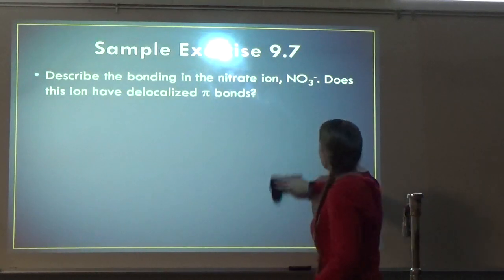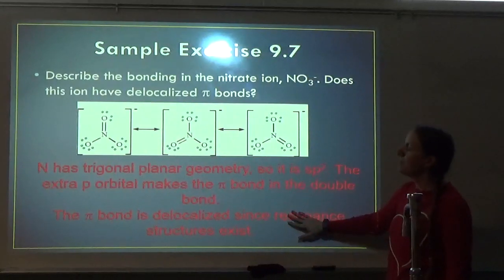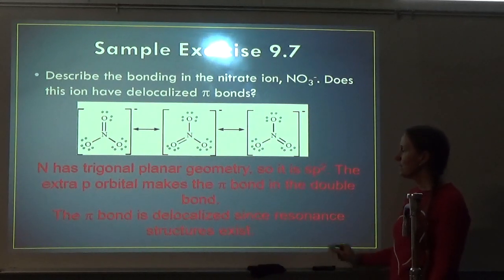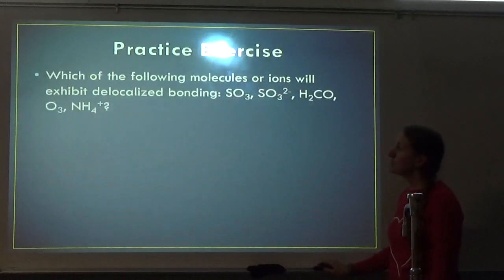So like I said, you just got to draw it to know. Oh, whoops, I put way more than that in my answer. So N is trigonal planar, so it is sp2. That extra p orbital makes a pi bond in the double bond, and the pi bond is delocalized since resonance structures exist. So I went a little more in depth into my explanation here.